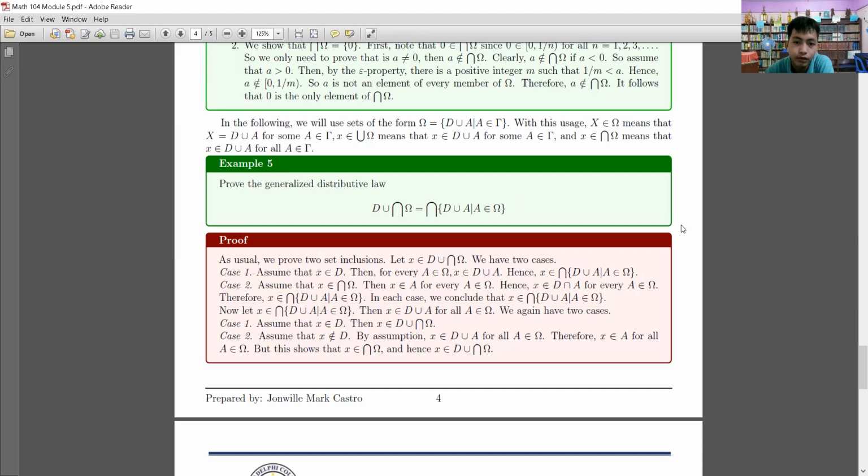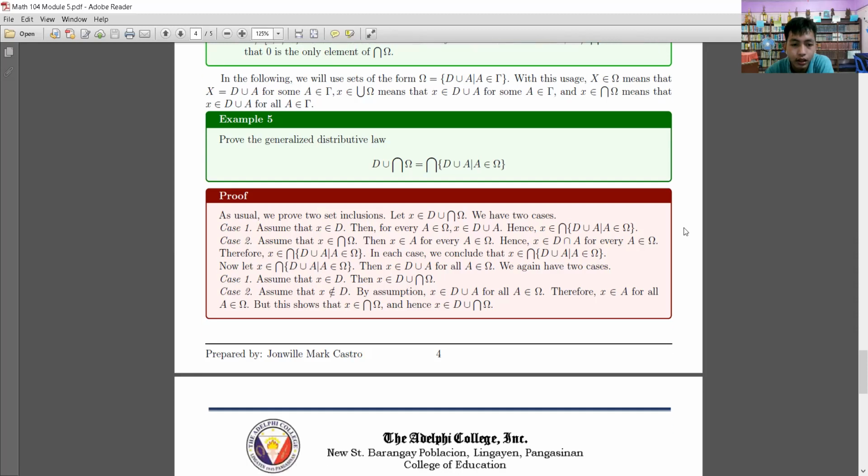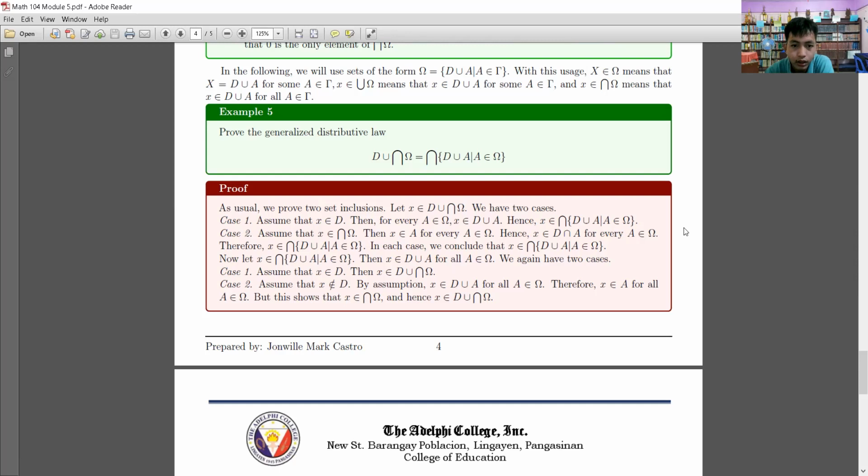So, prove natin yung generalized distributive law. Okay? So, kanina, sa unang part, prove natin yung distributive law for finite collection of sets. So, dito naman, generalized na siya. So, prove natin siya two sides. Okay? So, first, let X be dito, D union intersection omega. So, let X be here. So, need to show nandito siya.